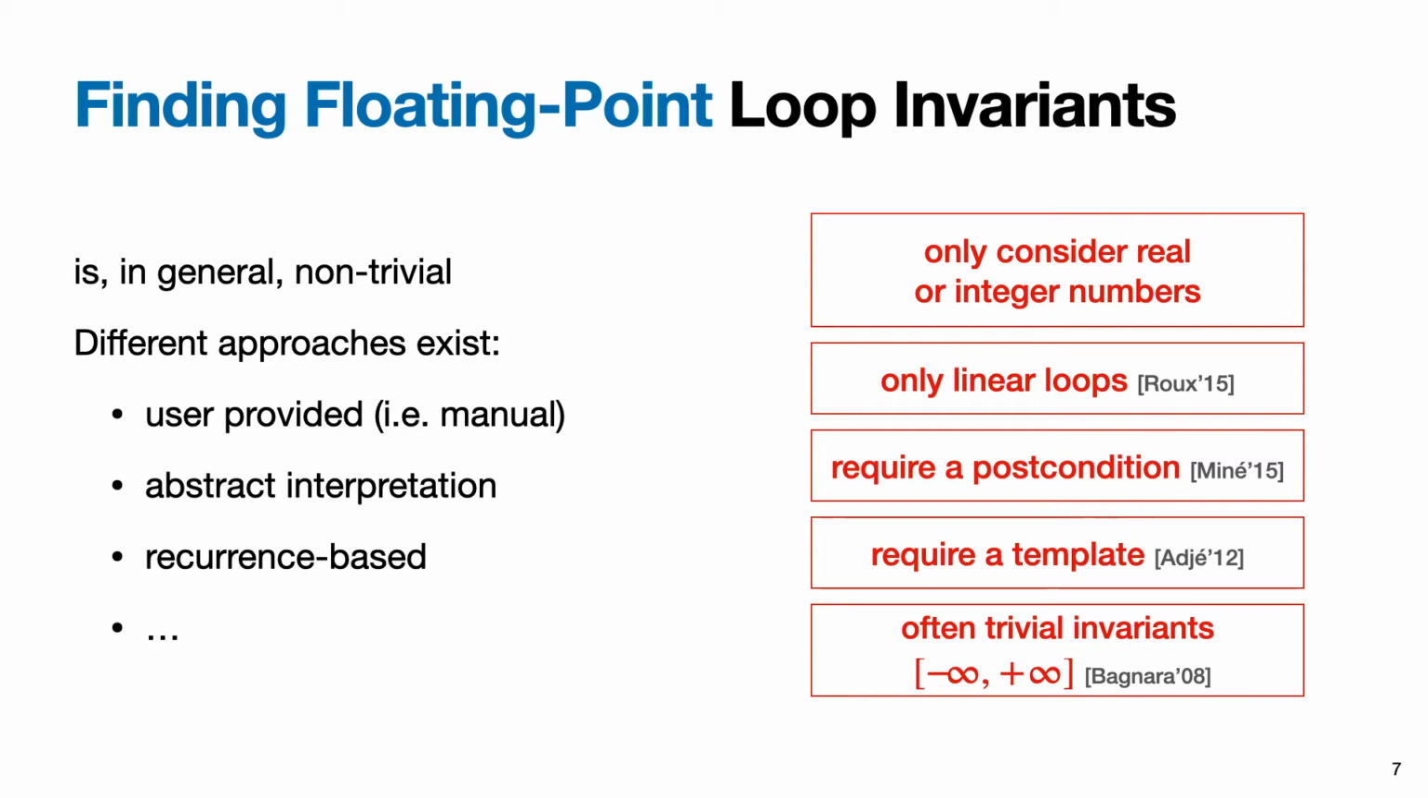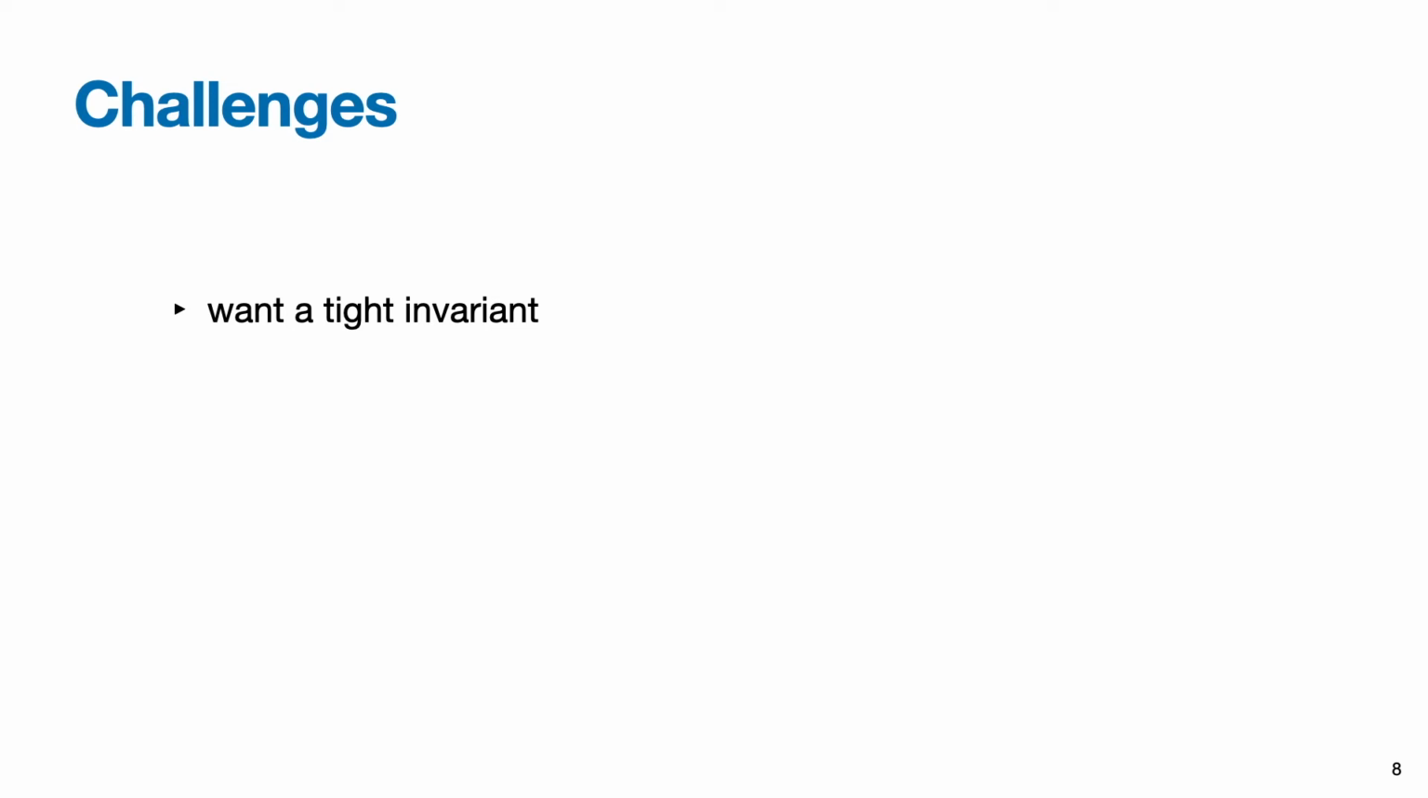Given such a starting point, what were the challenges that we had to face? First of all, we want to have a tight invariant, such that we can prove something useful about our loop. Since we're talking about floating point loops, and we know that we want to have ranges as our invariant, and we will have an additional constraint in the shape of a polynomial inequality, what we essentially need to come up with is coefficients for the polynomial and ranges.